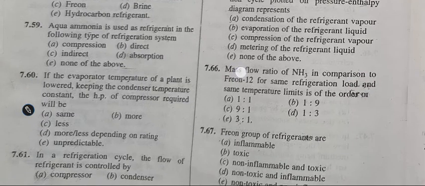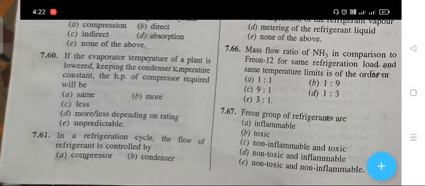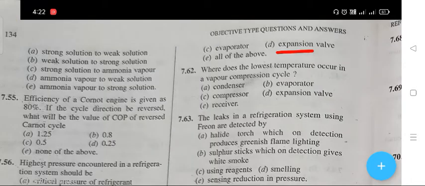The next question is, if the evaporator temperature of a plant is lowered, keeping the condenser temperature constant, the HP of a compressor required will be. The right answer is B, more. Next question, in a refrigeration cycle, the flow of refrigerant is controlled by. The right answer is D, and that is your expansion valve.